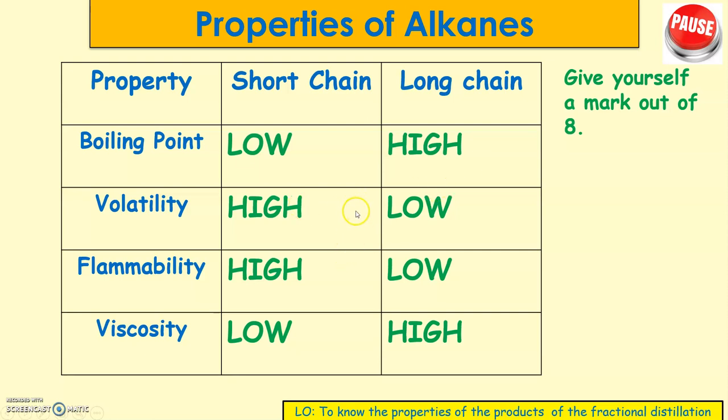Volatility is the other way around. So volatility, obviously, that's how easy it is to turn into a gas. Because it requires less energy, it's easier to break down. Whereas long chains, it's a bit harder. Flammability, the same reason. So it's high for short chain and low for long chain. And then viscosity, it's the other way around. Short chains have a very low viscosity, whereas long chains have a very high viscosity.